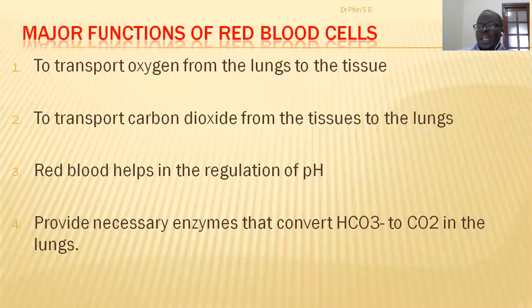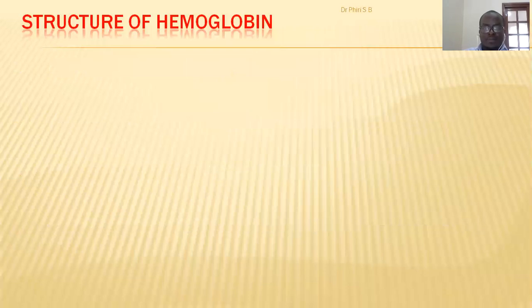So once it gets to the lungs, it needs to be converted back to the carbon dioxide so that there's gaseous exchange. So how does that happen? It's because the hemoglobin, they have enzymes, carbonic anhydrase enzyme, that will be capable to convert this bicarbonate. So the bicarbonate will undergo a reverse reaction that will result into more production of carbon dioxide. And this carbon dioxide will be released now to the lungs for gaseous exchange. So those are the major functions of red blood cell in particular.